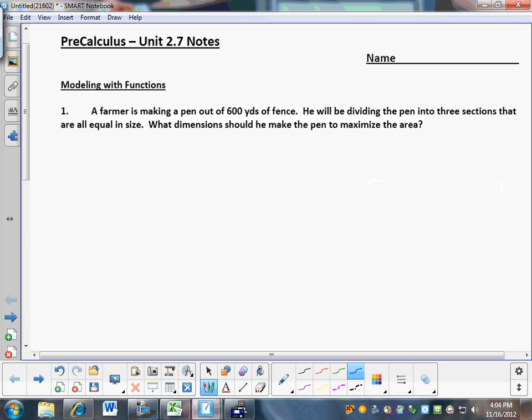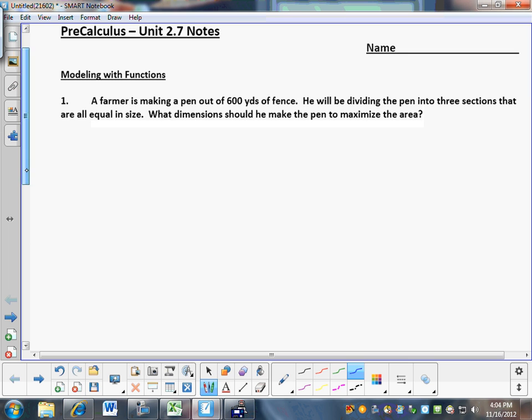Okay, pre-calculus, we're going to learn about modeling with functions. You can see the sample problem. So we want to model word problems with functions, be able to solve some difficult pieces. A farmer is making a pen out of 600 yards of fence. He'll be dividing the pen into 3 sections that are all equal in size. What dimensions should he make the pen to maximize the area?